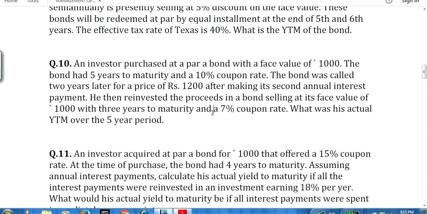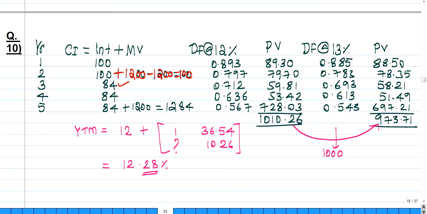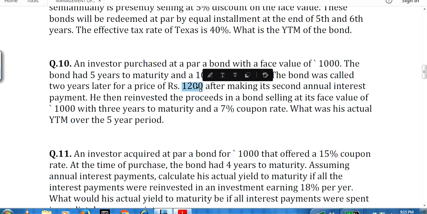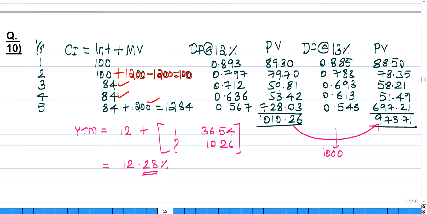So we have to calculate 7% interest, not on 1000, on 1200. So 1200 into 7% is 84. Again next year also you will receive 84. At the end you will get back your maturity value 1200. So at the end of the 5th year you will receive 1284. First year 100, second year 100, third year 84, because your rate got reduced to 7%. Fourth year 84, fifth year 84 plus maturity value.